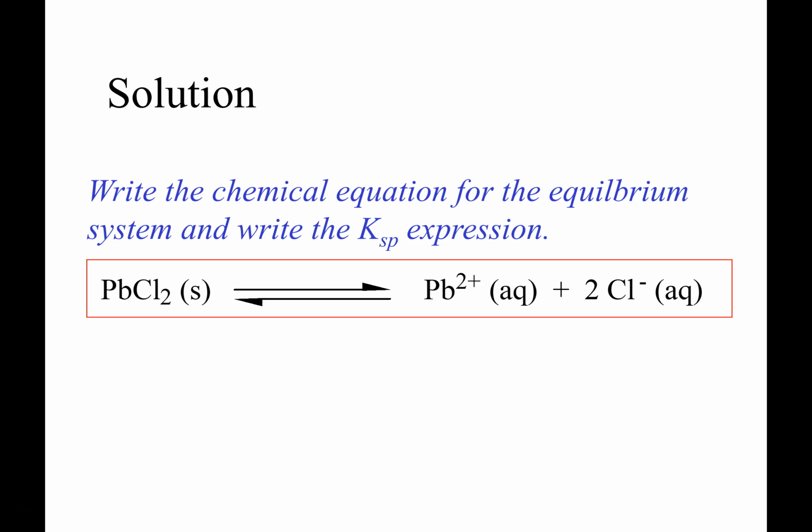And then we could write the KSP expression from that. I'd look at it stepwise. The KSP expression is going to be the products raised to their stoichiometric coefficients. So it's Pb+2 raised to the first power times Cl minus 1 raised to the second power. We don't have a KSP, we're trying to find it. So all we need to do is take the molar solubility and come up with these molar concentrations at equilibrium, plug them in, and we get KSP.